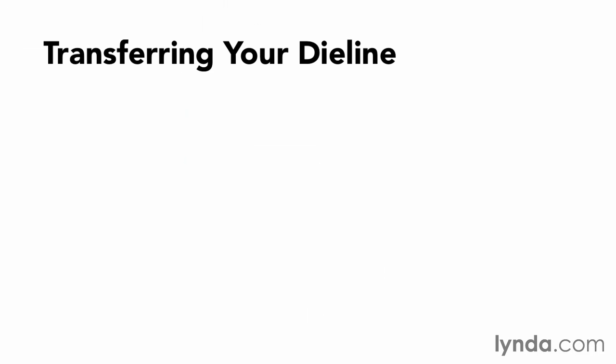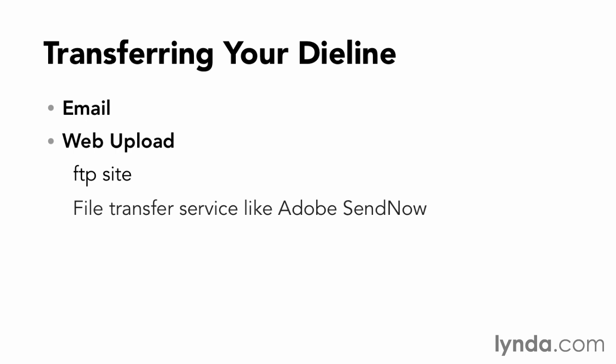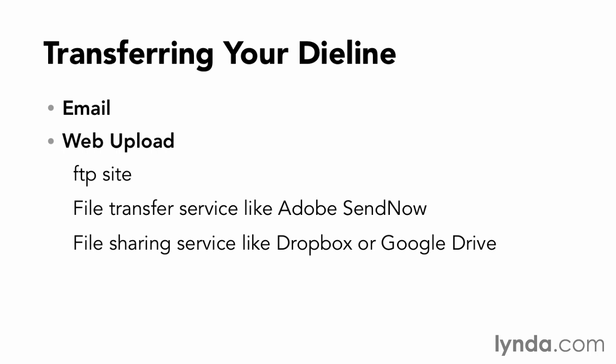Now that we have our Illustrator die line converted over to the proper format, how do we transfer it to the die maker? Well, there's several options here. The file is probably small enough to where you could email it as an attachment. You could also use a web upload feature. Now, this can come in many forms. There could be an FTP site or a private site that is hosted by the converter or printer. You could also use a file transfer service like Adobe Send Now. And then, of course, there are file sharing services like Dropbox or Google Drive.